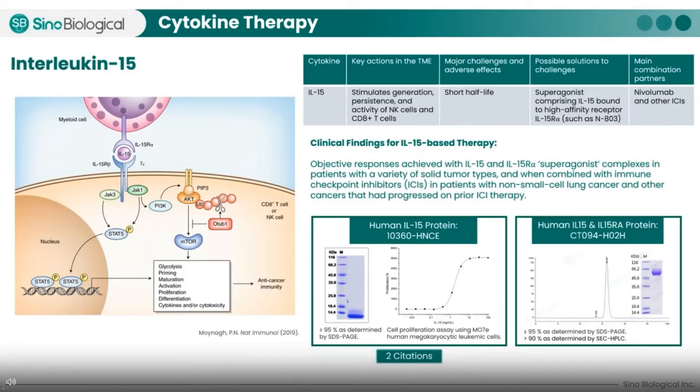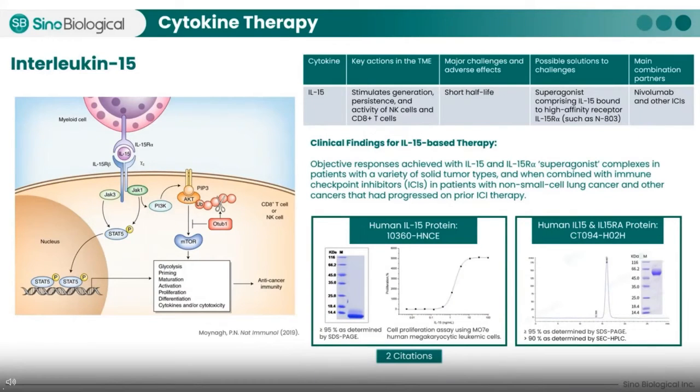The effects of this cytokine in preclinical models of cancer and oncology clinical trials have been reviewed extensively. More than 170 trials of IL-15 have been initiated, but all of these have shown very limited efficacy in monotherapy despite substantial beneficial effects on circulating NK cells and CD8 plus T cells.